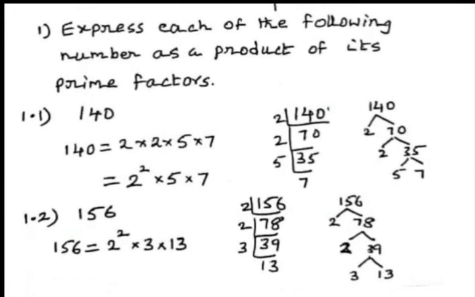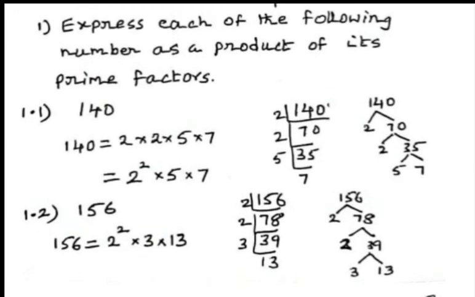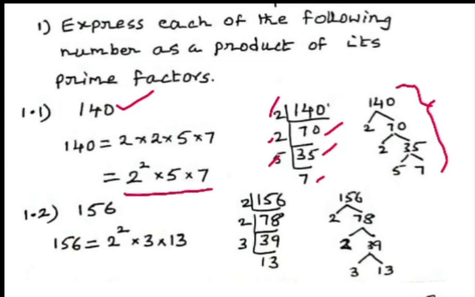Now, let us enter the problems. Express each of the numbers as a product of its primes. 140. So let us divide 140 by 2, we get 70. Again 70 by 2 gives 35. 35 by 5 gives us 7. So it can be expressed like this. That is the factor tree. So 2 square multiplied by 5 multiplied by 7. 140 can be expressed as 2 square multiplied by 5 multiplied by 7.